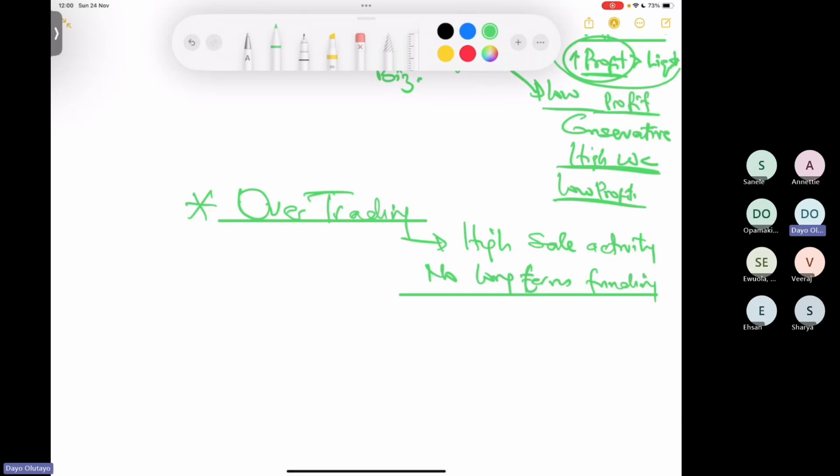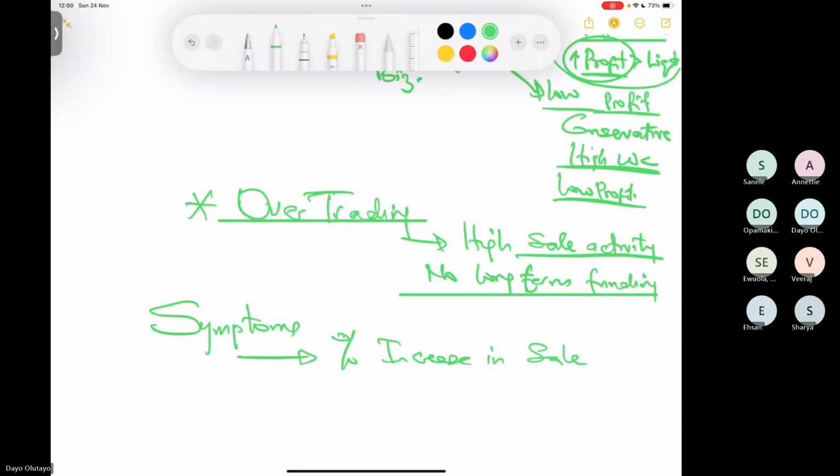But how can you be tested on this? You'll be given a question and asked to check whether this company is overtrading. What do you need to do? You need to look for the symptoms of overtrading. And what are those symptoms? High percentage increase in sales. That's your first one. Remember this. Very high. Low current ratio. So those are the things you'll be checking in the financial statement that has been given. Likewise, low quick ratio.